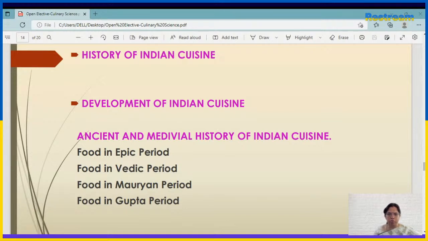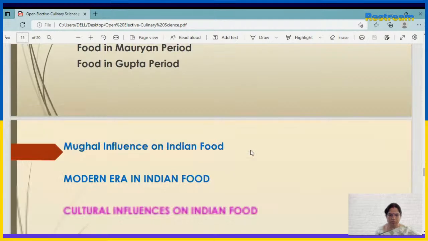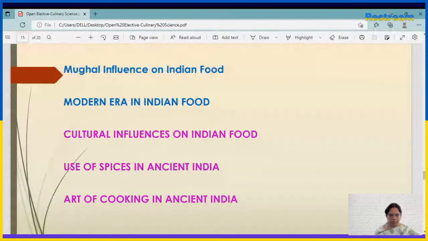And then food in the Gupta period also included dairy products. Milk of elephants, buffaloes, camels, goats, sheep, and mares were also used. Then coming to the Mughal influence on food. Mughal cuisine was introduced by Muslims from Western Asia.